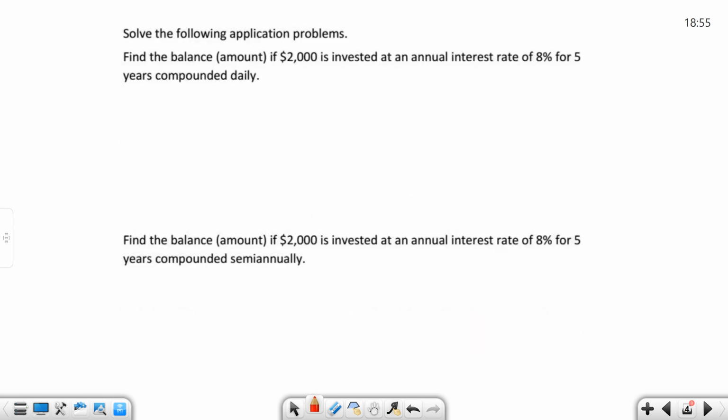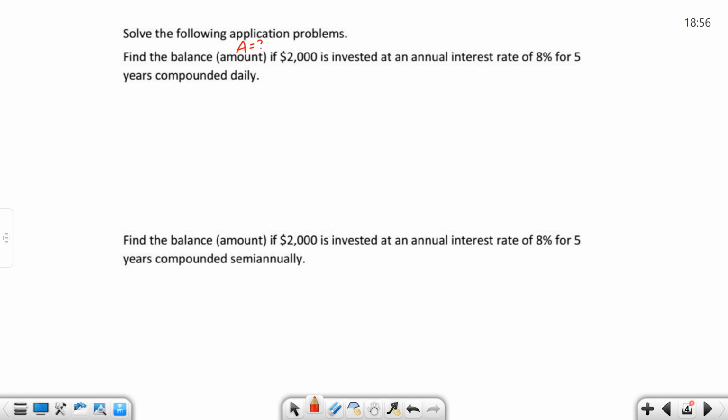I have a couple of different problems on each page here. We're going to find the balance, the amount, if a certain amount is invested at an interest rate for so many years, and we're going to do 2 different compoundings: daily and semi-annually. We'll see that the amount at the end is a little different depending on how often it compounds. Here, we're looking for A.